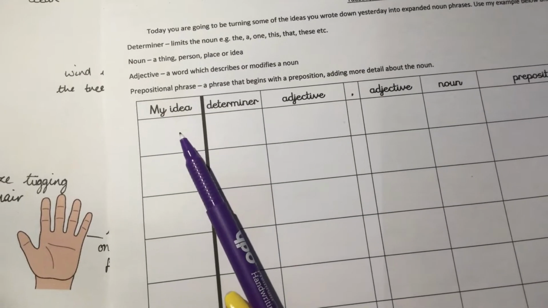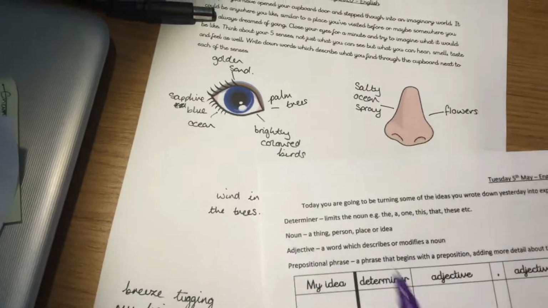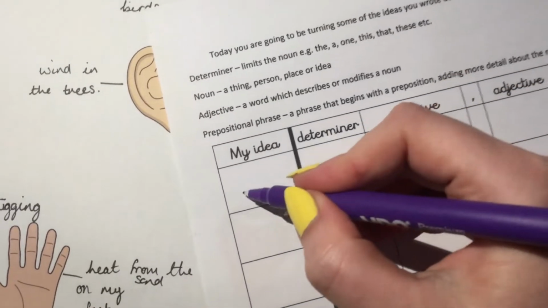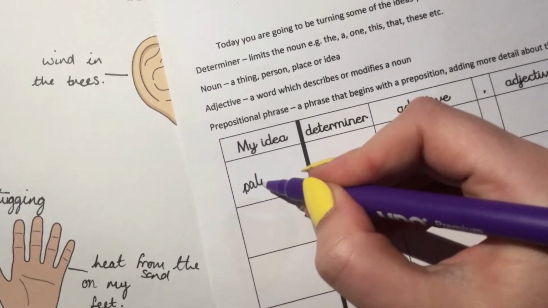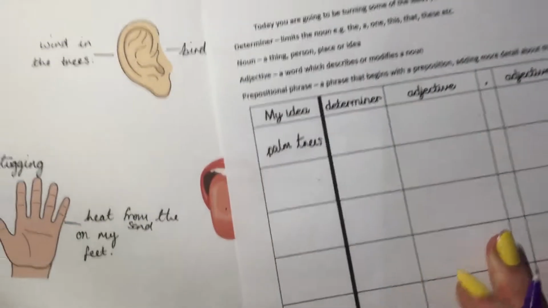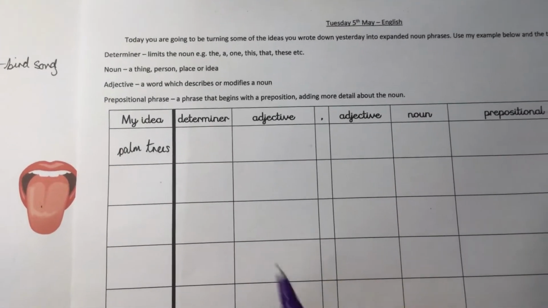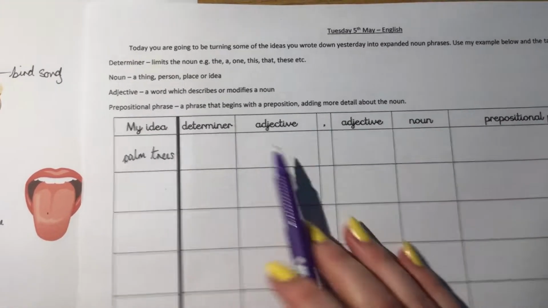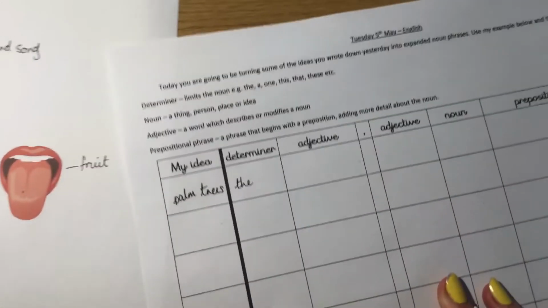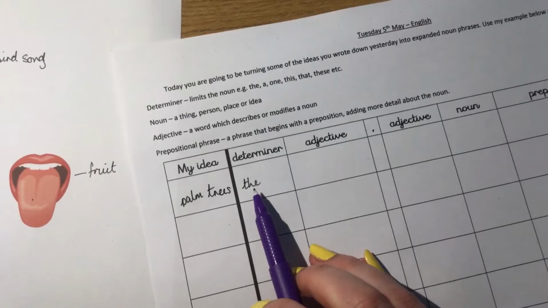The first thing you're going to do is take an idea from your sheet that you did yesterday. So I'm going to start with palm trees, and I'm going to fill that in this box just here. Next, you are going to choose a determiner. So I'm going to use the for the palm trees. I'm just writing that determiner in the box, nothing else.